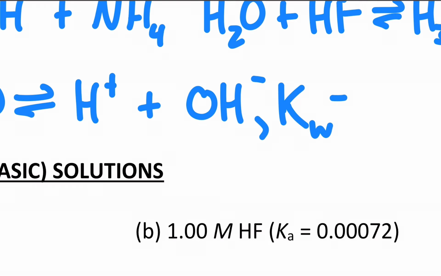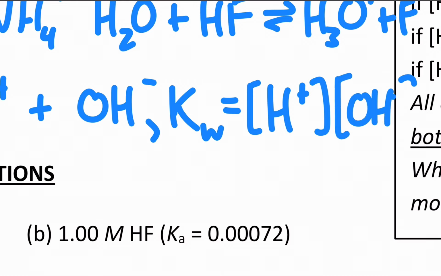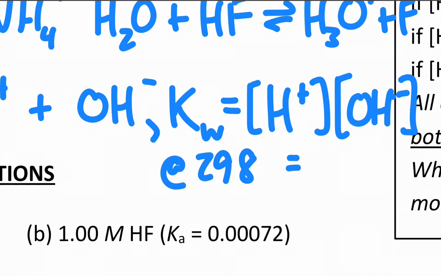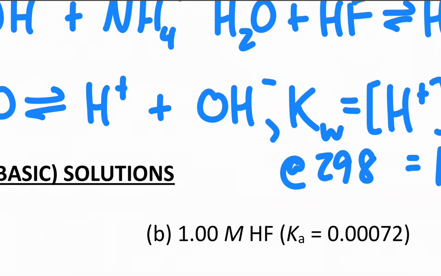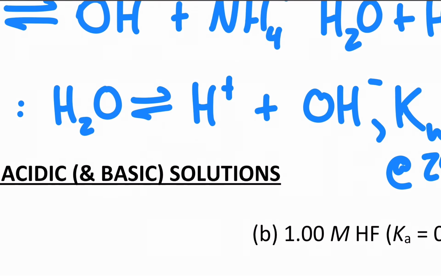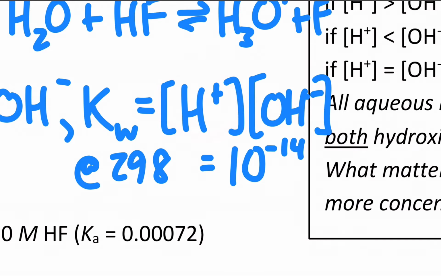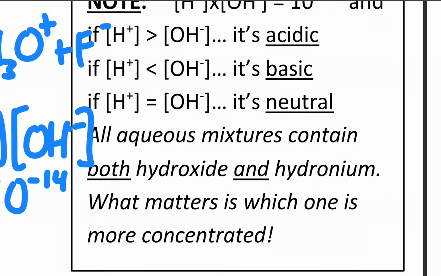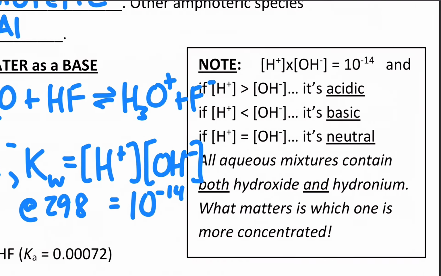It's called Kw, and it is the product of the hydrogen ion concentration and the hydroxide ion concentration. At 298 Kelvin, this equals 10 to the negative 14. Like every other K value, it changes with temperature, but there's always both hydrogen and hydroxide ions present in everything that's aqueous. If you have more hydrogen ions, you're acidic. If you have more hydroxide ions, you're basic. And if they are equal to each other, you are neutral, and that's summarized over here, off on the right.